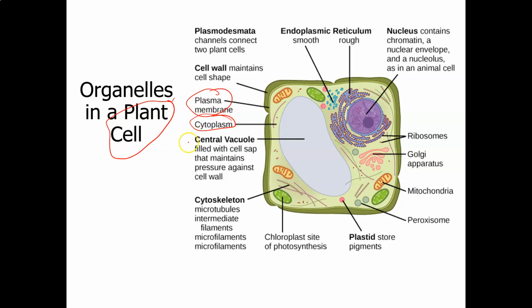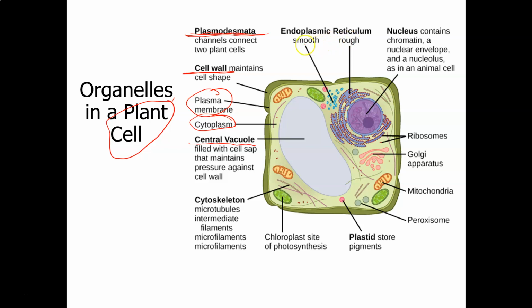There is a large central vacuole filled with water. There is a cell wall outside of the plasma membrane that helps maintain the cell shape. There are plasmodesmata, which are channels that connect the plant cells to each other and allow materials to flow throughout the plant from cell to cell.